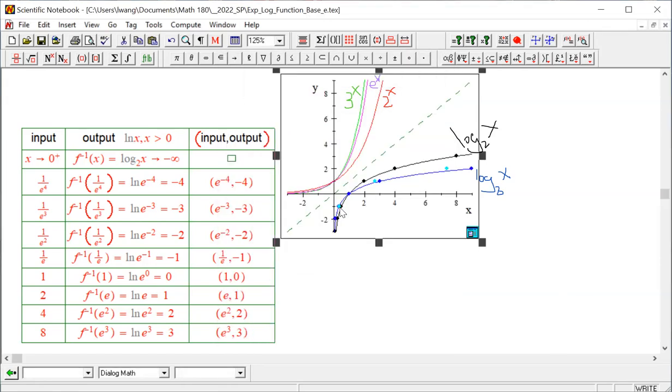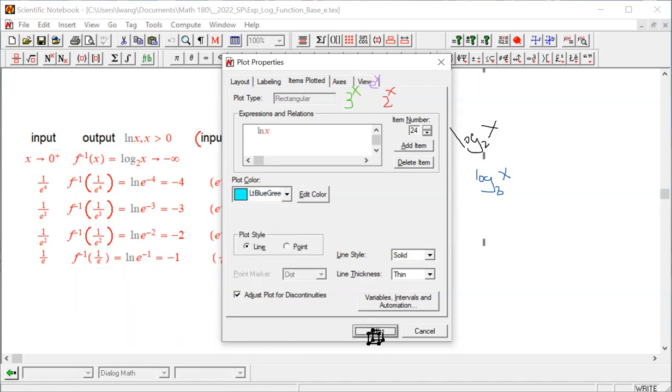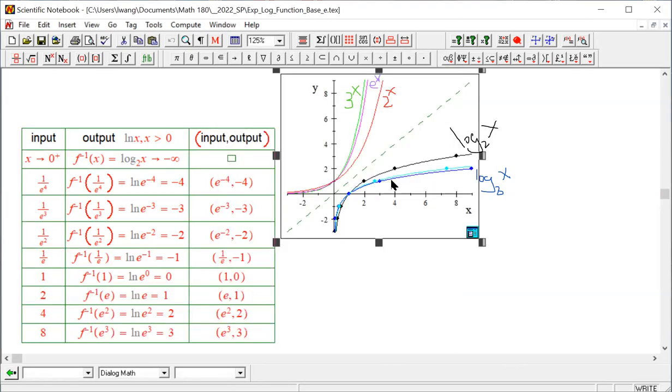Okay, light blue. It's also in between. However, on the other side, log base 3x is higher than log base 2x, right? There's a switch, and this is the intersection. So now if I put ln x in place, if I connect the dots, ln x, with that color, there we can clearly see that it's in between.